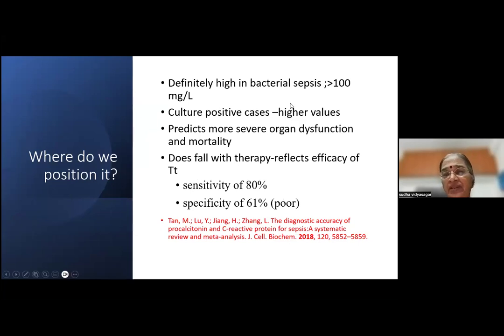In CRP, it's definitely high in bacterial sepsis, and of course culture positive cases have a higher value, which predicts more severe organ dysfunction. Fall with therapy reflects efficacy, but remember the specificity is poor.